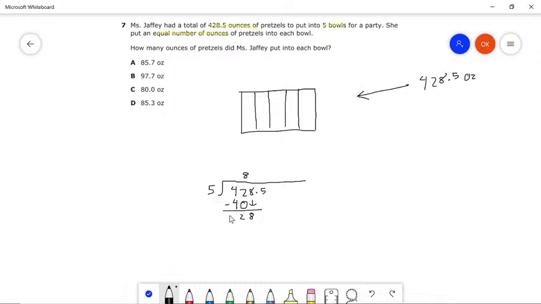So 5 goes into 28 how many times? 5 times. So 5 times 5 is 25. So 25, and then subtract, and 3. And then bring down the 0.5. First we have to put the decimal over here.